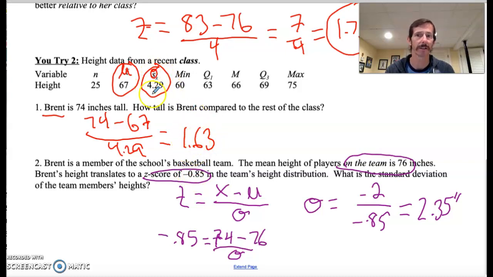The spread of heights in the class is pretty spread out. On average, kids are 4 inches apart from each other. The basketball team, they're much closer together. They're only just over 2 inches difference on average from this 76. So they're much closer to height. They're much closer to this average height on the team than the class is to this average height of 67.